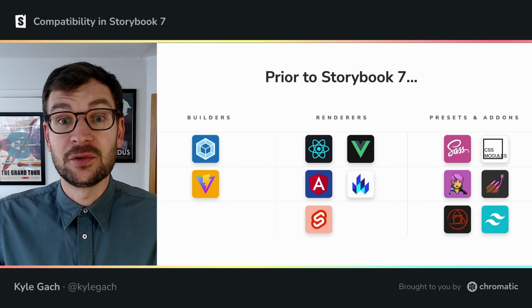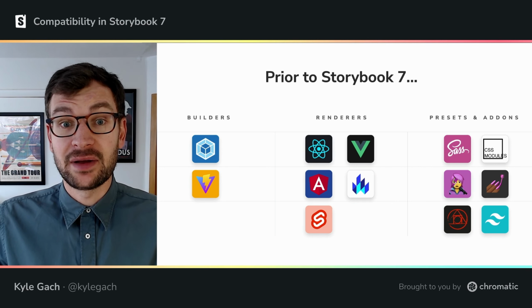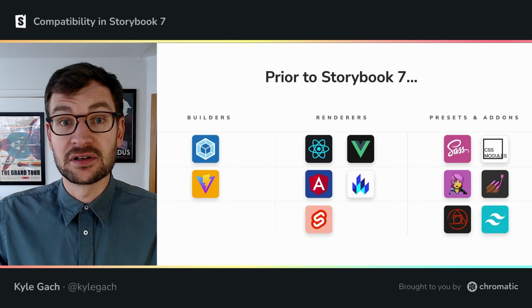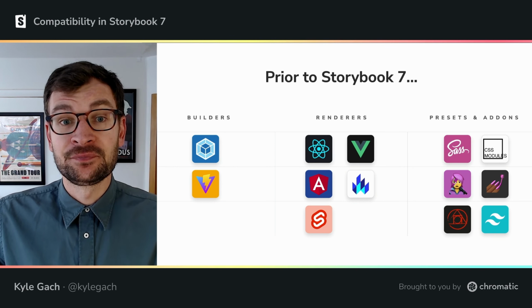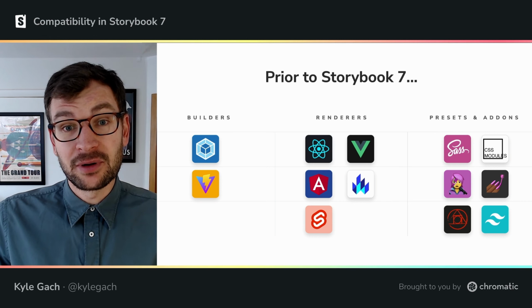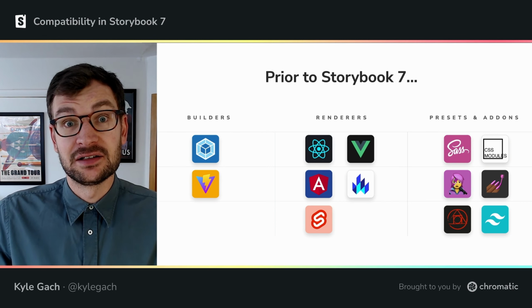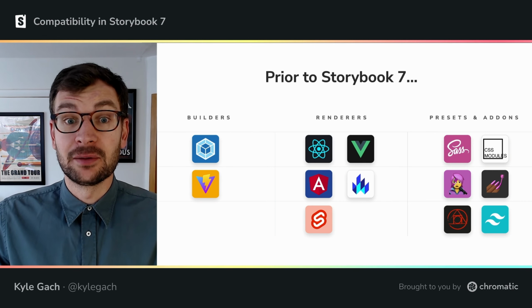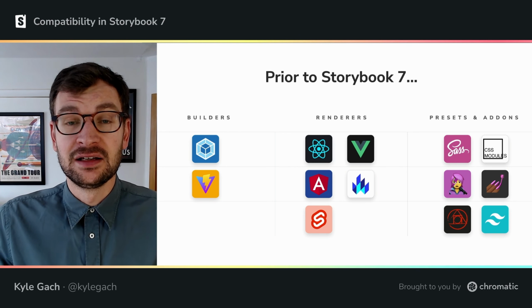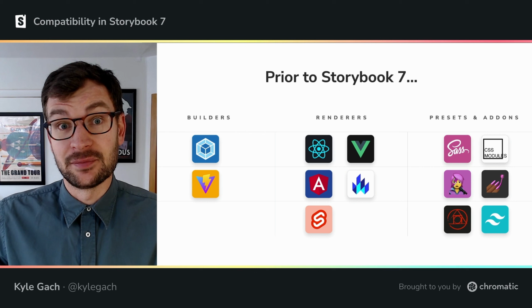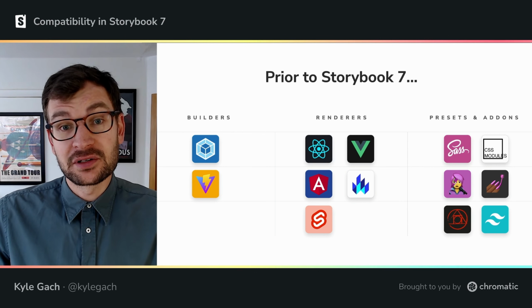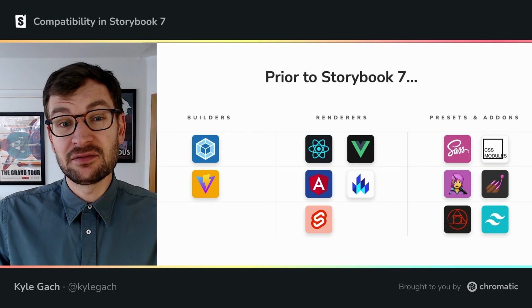Prior to Storybook 7, we tackled this problem by publishing packages for builders and renderers, and further configuration was provided by presets and add-ons. This worked, but it still required some setup between each of those packages, particularly if you were using a meta framework like Next.js or SvelteKit, which provide a bunch of configuration for your project that Storybook needs to mimic. Before we move on to explain the new architecture, I want to zoom in on the renderers for a second.